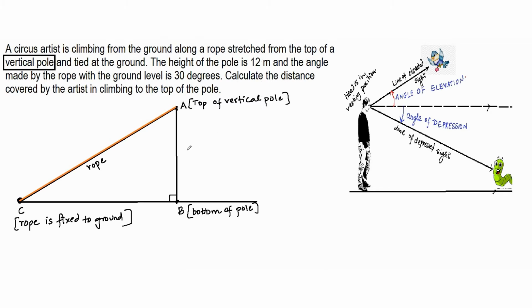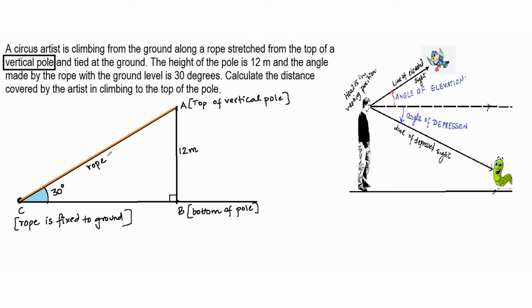The height of the pole is 12 meters. So which is the height of the pole here? AB is the pole, and therefore the height of the pole is going to be 12 meters. And the angle made by the rope, that is angle made by AC with the ground, is 30 degrees. That means this particular angle is 30 degrees, right?